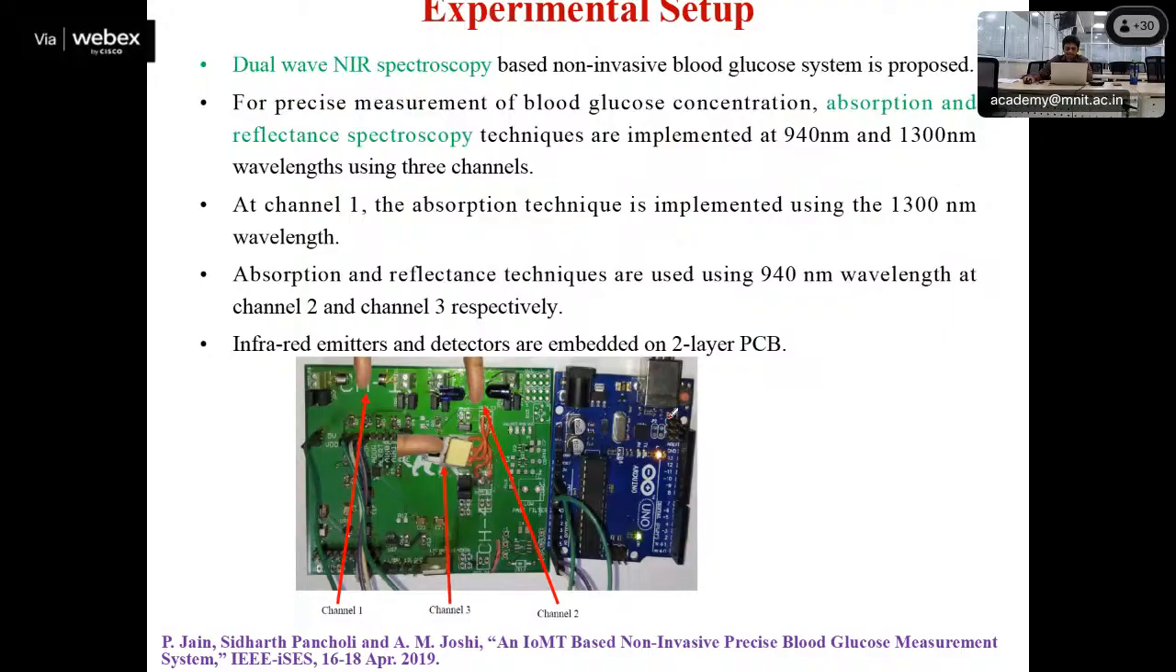So this is our experimental setup, where this is the acquisition module which we have developed. We need to insert the finger like this for all three sensors, through which you are able to measure the body blood glucose value. As I said, we have used absorption and reflectance spectroscopy at 940 and 1300. So typically absorption at 940 and 1300, and reflectance at 940. So 3-channel data is there: 940 absorption, 1300 absorption, and 940 reflectance.